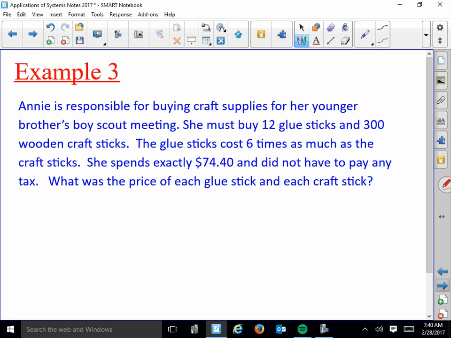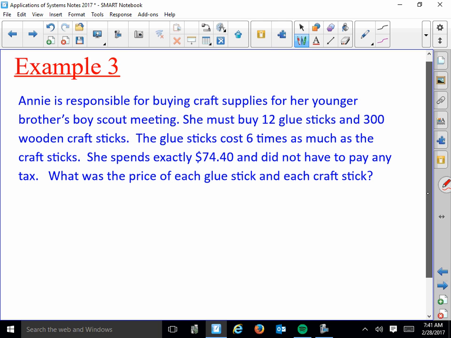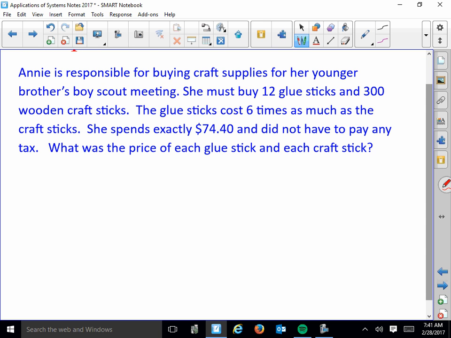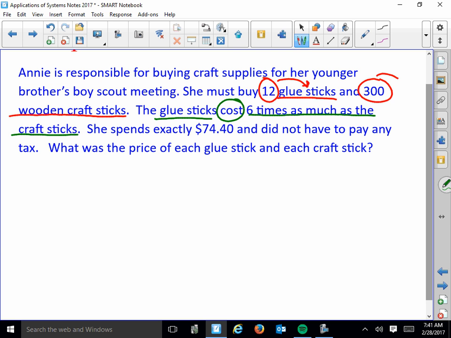Okay, our last example. Annie is responsible for buying craft supplies for her younger brother's Boy Scout meeting. She must buy 12 glue sticks and 300 wooden craft sticks. Well, that's got to be important. 12 glue sticks, 300 craft sticks. The glue sticks cost 6 times as much as the craft sticks. That's going to be important.